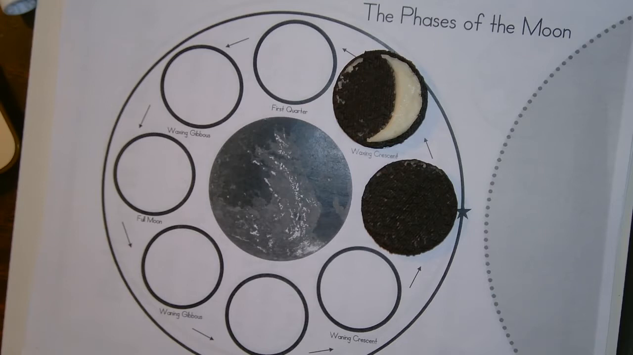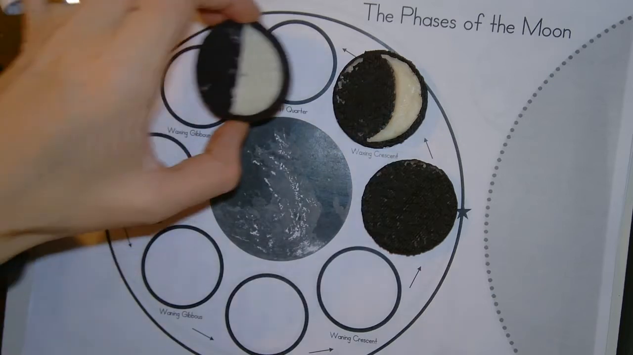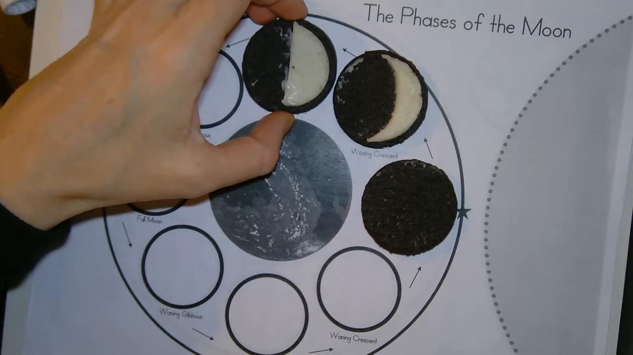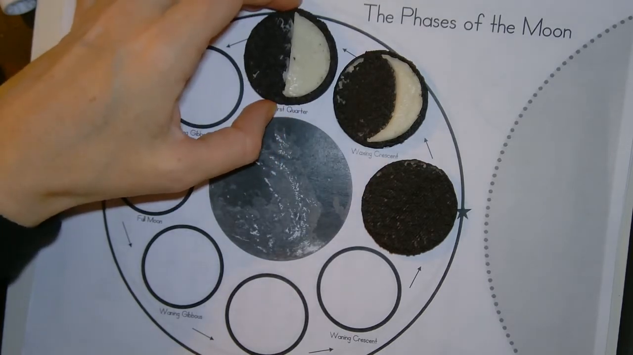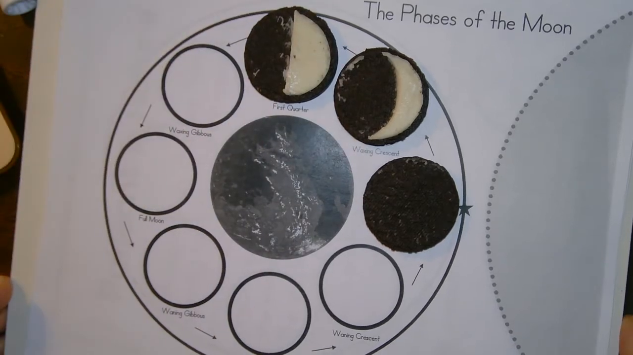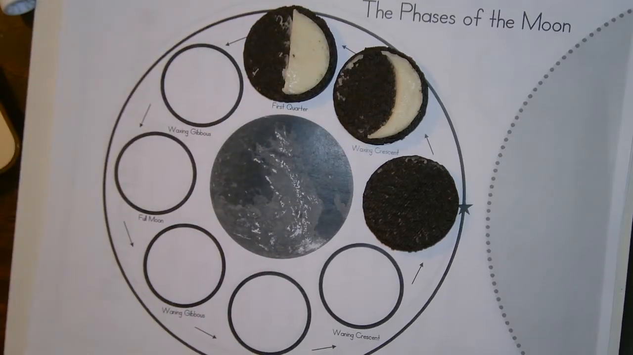more of it. And then after that is the first quarter, what is called the first quarter of the phase, which is where we can see this half of the moon. So you can get your Oreo and you can make that. This is about how we can see the first quarter, when we see half of the moon.